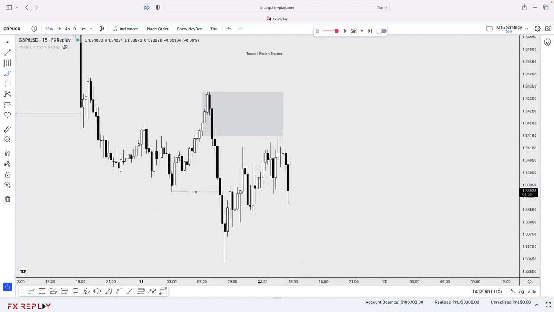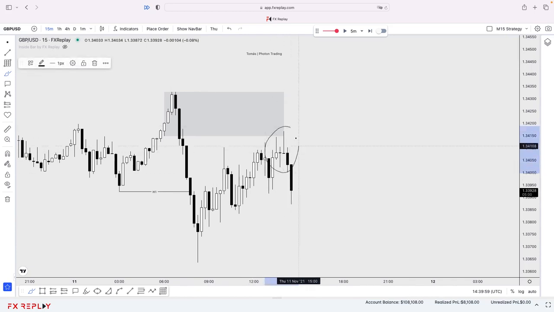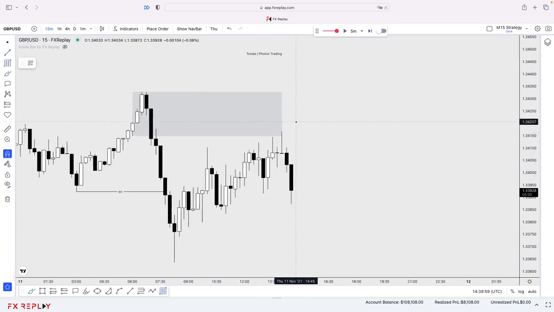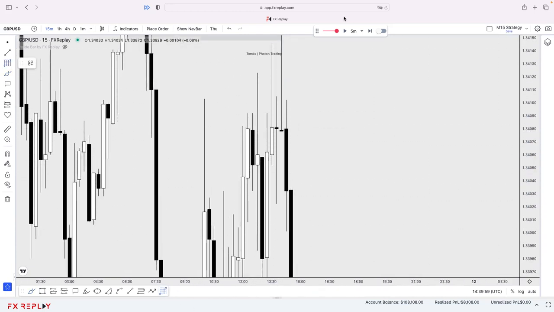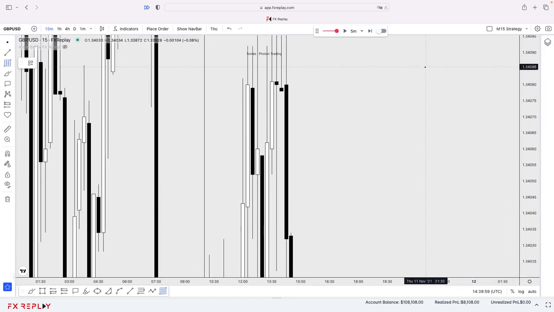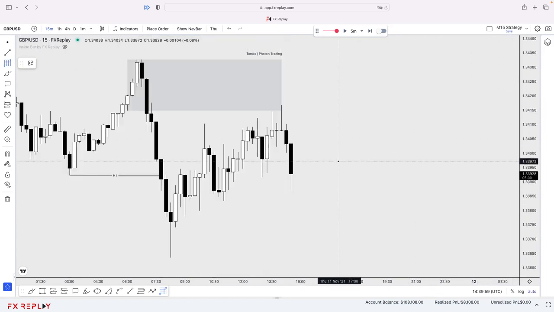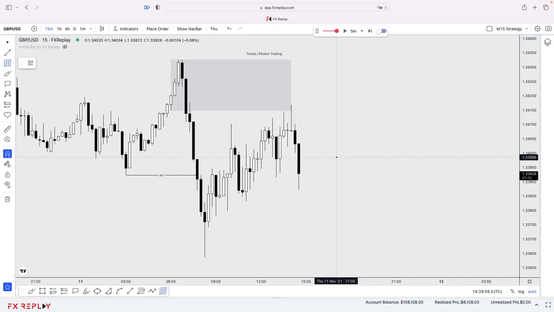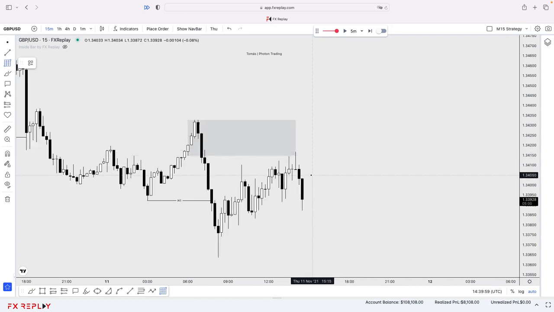In terms of the POI selection, I want to see a buy to sell. Okay, so a buy to sell. These are two red candles. So at this moment, I need to take a decision. Should I take the entire range, or should I be refined?